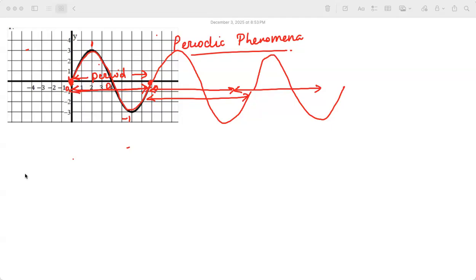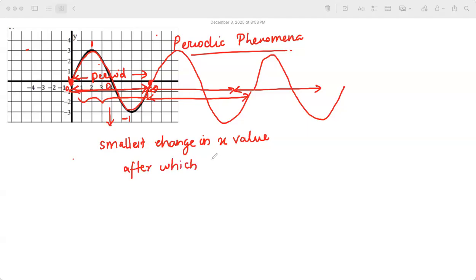Now, how to define it? The period is the smallest change in x value after which the function repeats itself. After which the function values, the y values, repeat. Any question here? Any question on the period? Okay.